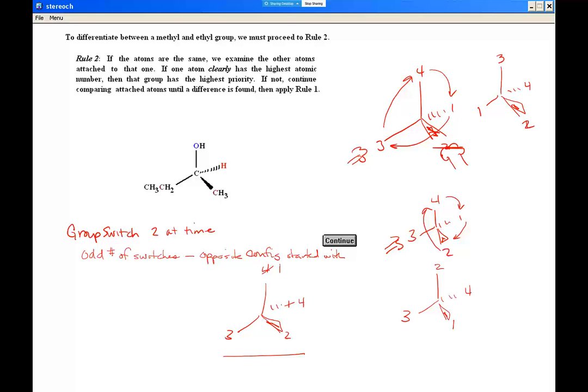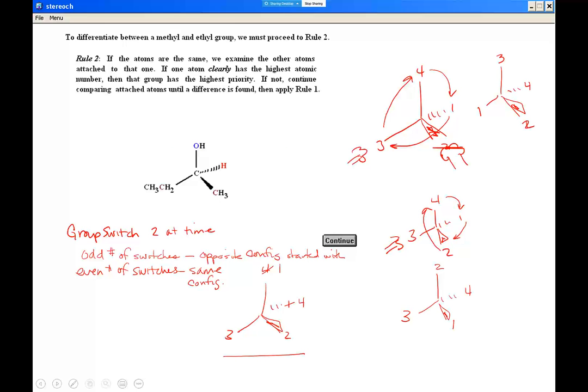And that works for some people. Do one switch, write down the opposite answer. If that does not work for you, how do I get it back into the same configuration that I started with? You do an even number of switches. So when you do an even number of switches, you get the same configuration as the beginning. So if it started as R, you do two switches, you determine it's R, that's what it was to begin with.